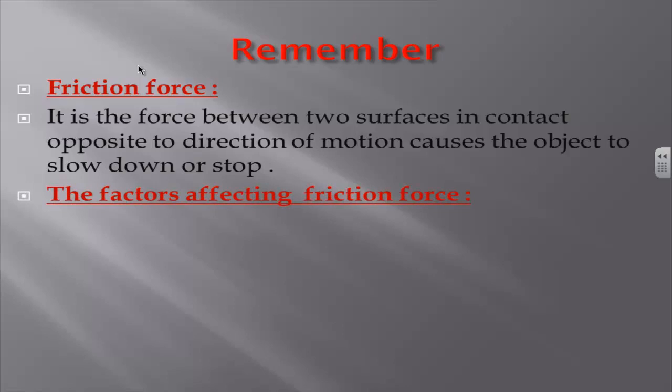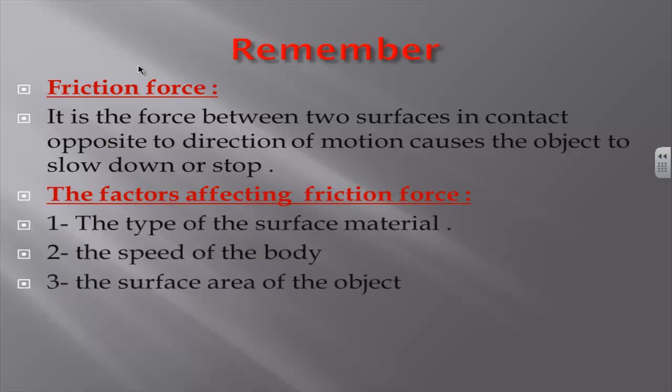What are the factors affecting friction force? There are three factors. Number one, type of surface material. Number two, speed of body. And number three, surface area of object. Again, the factors affecting friction force: type of surface material, speed of body, and surface area.